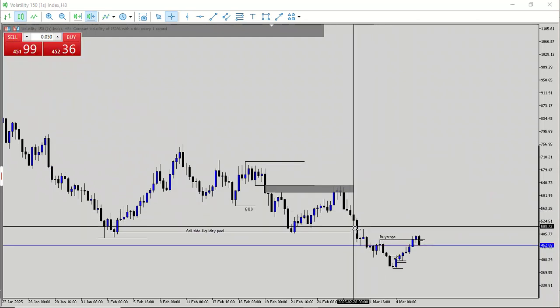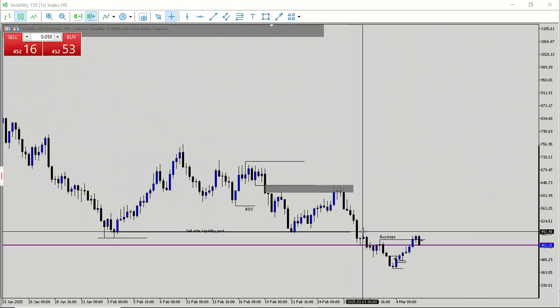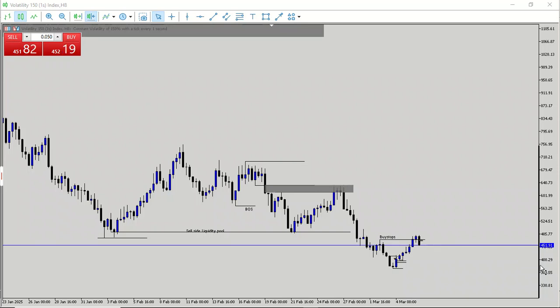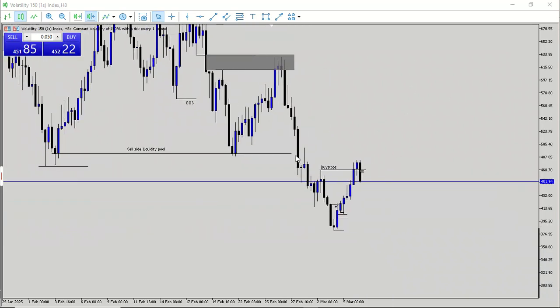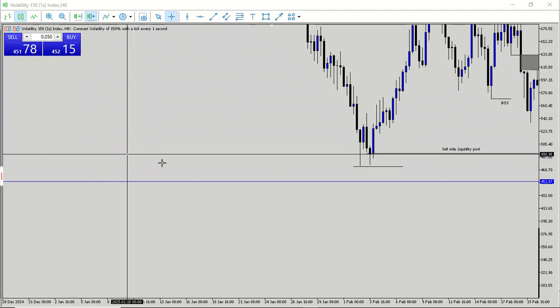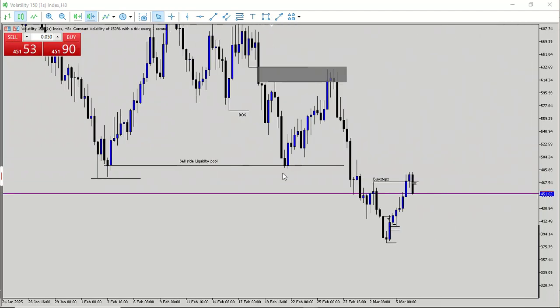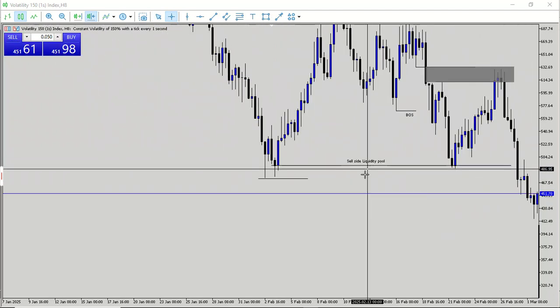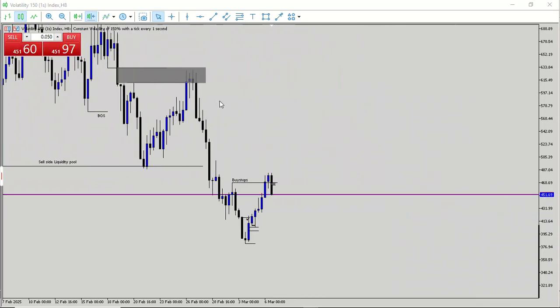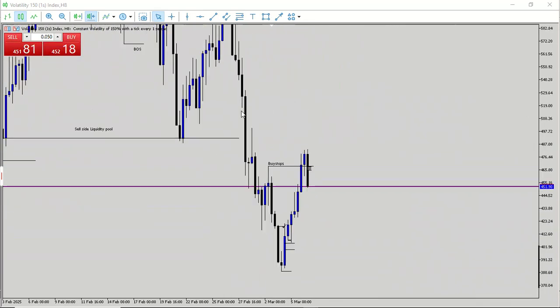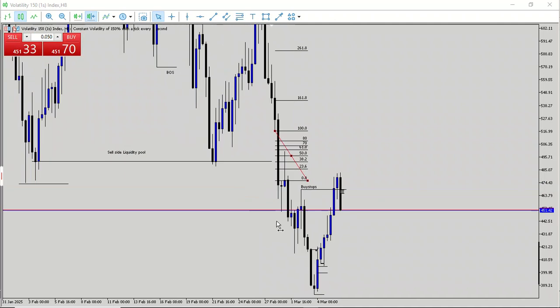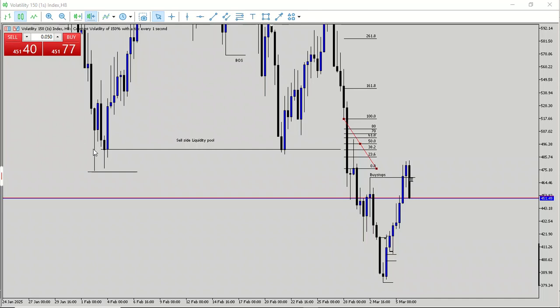Now, where did March open? This is where March opened, this candle. All right. So March, after that sweep of support, tried to go higher, but it did not. And what it did was go and trade into 50% of the sell side inefficiency that was responsible for taking out this area of support.